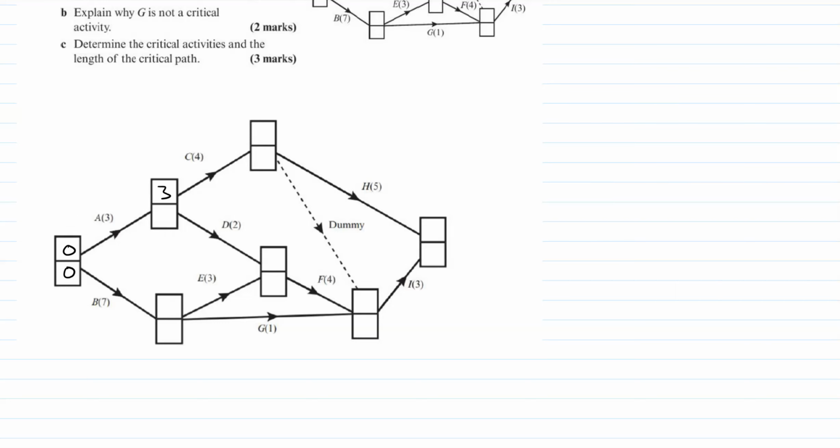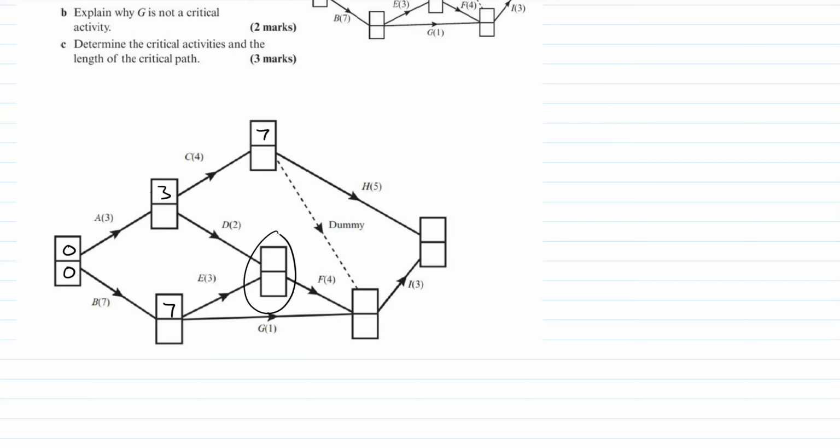There's only one activity before this box, so that must be correct. Same here, B. There's only one activity, so 0 plus 7, that must be 7. Again, this box, there's only one activity before it, C. So 3 plus 4 is 7.